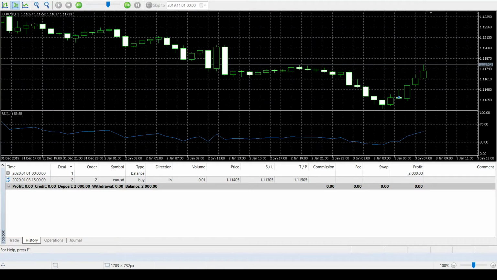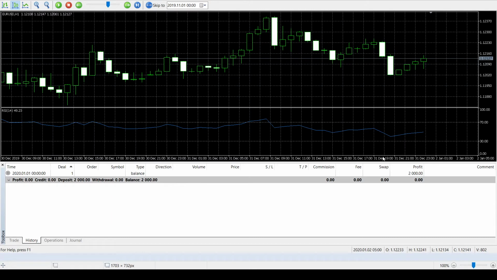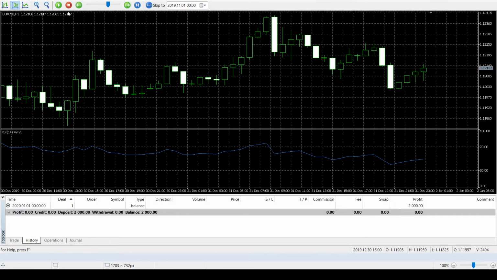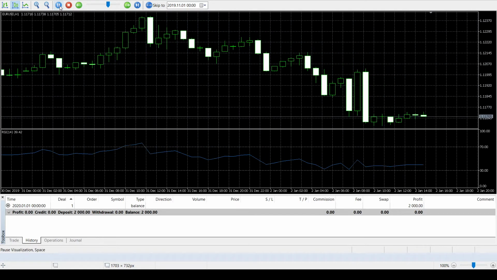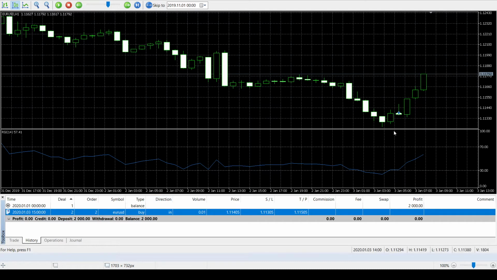Right. So in order to let us have a better idea what this EA is going to do, I will start with the 2020 testing first, and from here we are going to do it slowly first to let you have an idea what's going to happen. So as you can see over here, the EA just performed a first trade, a buy, at this timing.